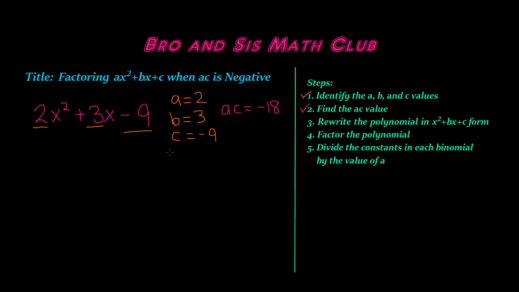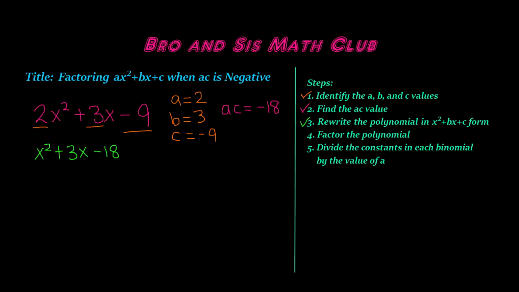x²+bx+c form. And if you realize this, then it is actually the standard form of a polynomial. So this is ax²+bx+c. So in order to write this in standard form, what we're going to do is temporarily forget about the a value. So forget that there's a 2 in front of the x². So we're going to write this as x². We're going to keep the b term as it is, which is positive 3x. And we're going to replace the c with our ac term, which is -18. So now we have it in x²+bx+c form. So we're done with step 3.